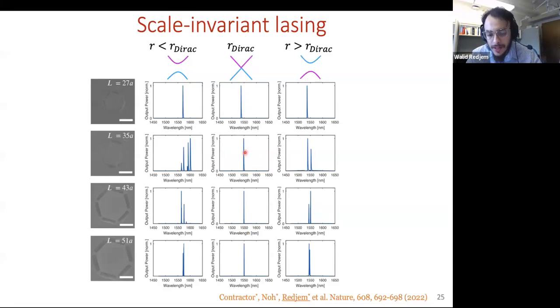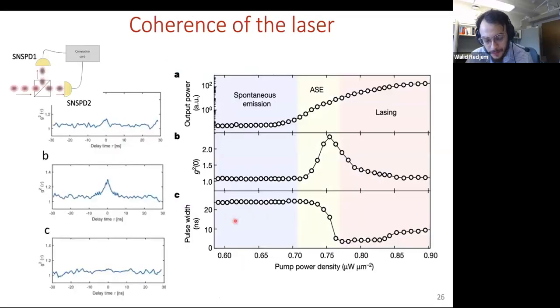Last thing: saying that this laser is single mode just by looking at the spectrum is not very fair. To make sure that it's single mode, you need to measure the autocorrelation function, the G2, but for a laser. On the right side we measured the G2 as a function of the pump power, and there are three regimes that can be distinguished. The first one is spontaneous emission.